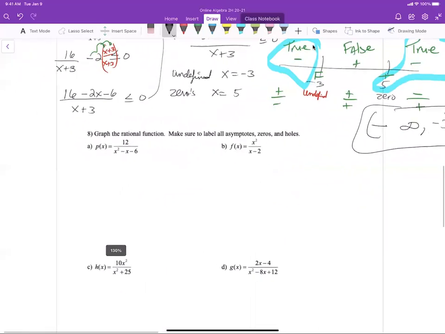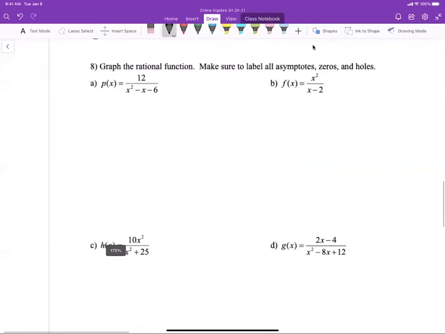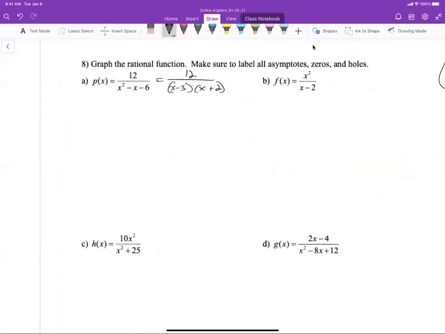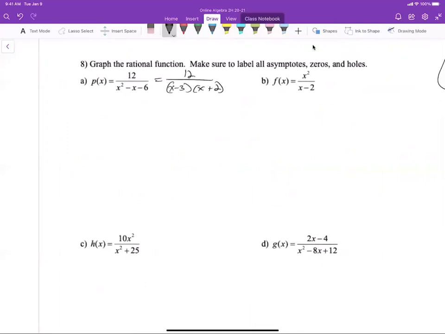Okay, now let's look at graphing. We have 4 graphs. Let's refresh our memory on all our steps. Okay, first thing we're going to do is going to factor. And this will factor into x minus 3, x plus 2. Two numbers multiplied to -6, add to -1. We are going to find our domains. All reals except for values that make the denominator 0, which is +3 and -2.